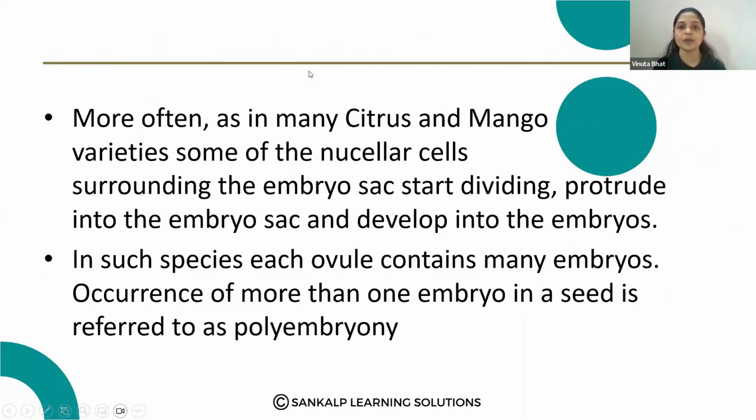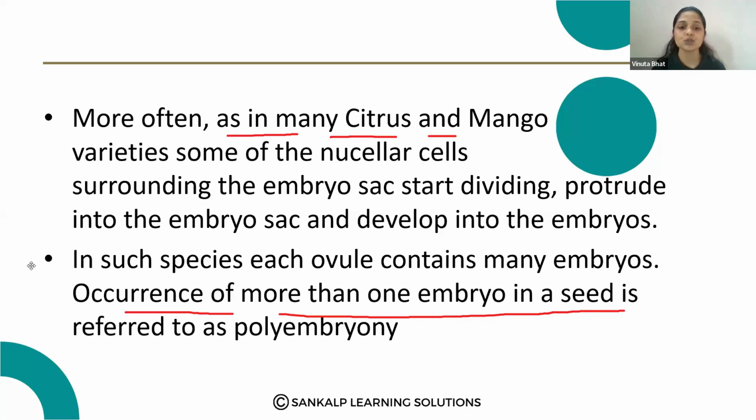Then the second topic, that is polyembryony. In many plants like citrus and mango, the nucellar cells surrounding the embryo sac start dividing, protrude into the embryo sac and develop into the embryos. So what is this polyembryony mechanism? Polyembryony means the occurrence of more than one embryo in a seed. That is referred to as polyembryony.